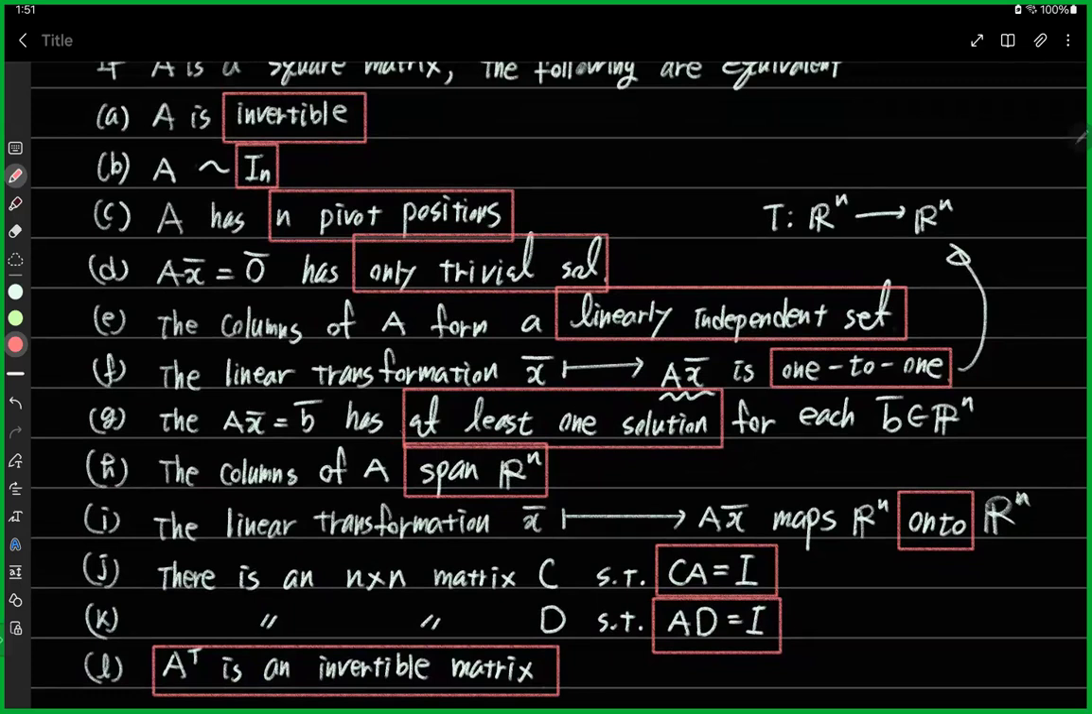I'm going to show that if A is true, then B is true. If B is true, then C is true. In that way, we end up with: if K is true, then L is true. Then I'm going to show that if L is true, then A is true. So we just circle from A to L, and then L goes back to A.